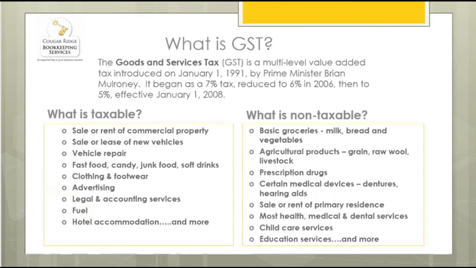Now these are just partial lists, not complete lists. I recommend that if you want to see a more complete list, you go to the Canada Revenue Agency website. So go to cra.gc.ca, I believe, and you'll be able to search GST, and there will be a more inclusive list of both taxable and non-taxable items.